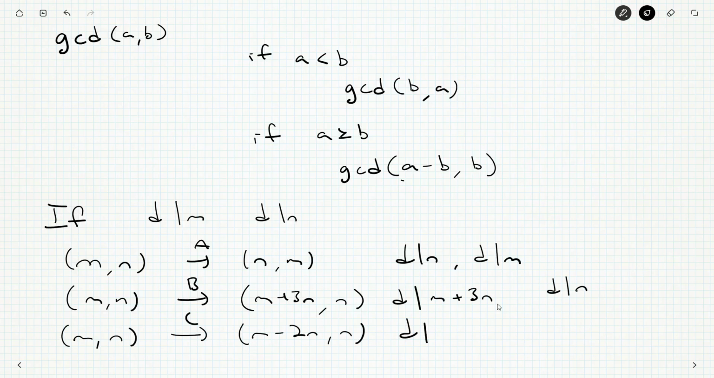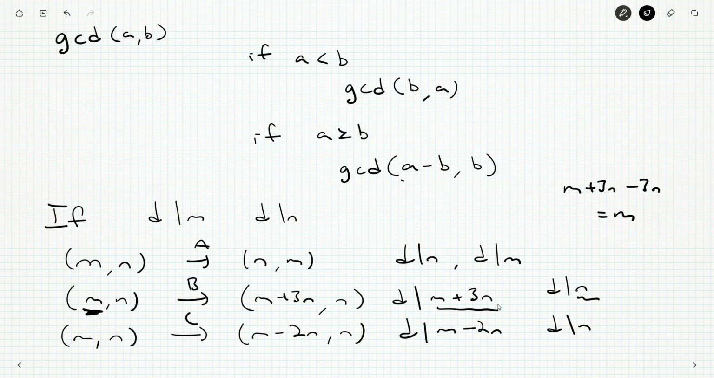So as long as you start with them having a factor in common, you'll still have a factor in common. But wait, there's more. If the two end result numbers have a factor in common, so if you know that m plus 3n and n are both multiples of 2 or both multiples of 5, then m plus 3n minus 3 times n, which gives me the m that I started with, also must be a multiple of 5 or any d that you start with.